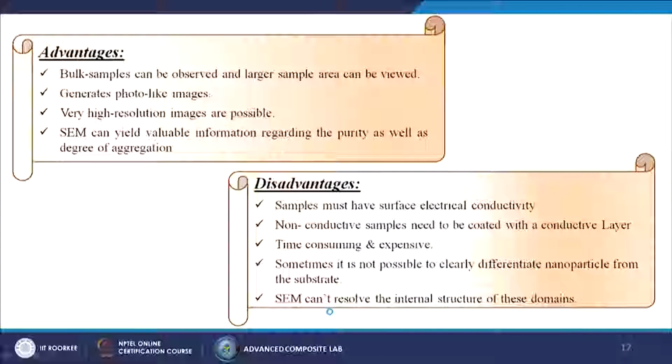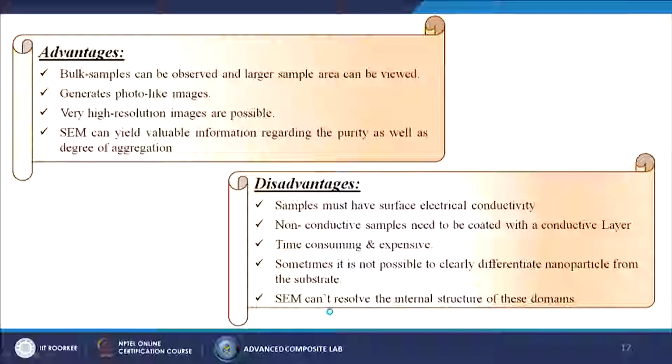So, what are the advantages? Bulk samples can be observed and a larger sample area can be viewed, it generates photo-like images, and very high resolution images are possible. SEM can yield valuable information regarding the purity as well as the degree of aggregation.